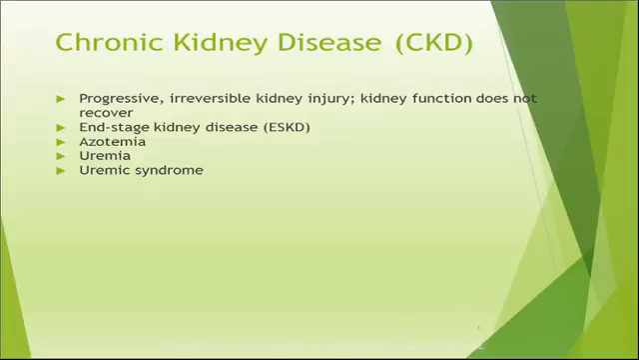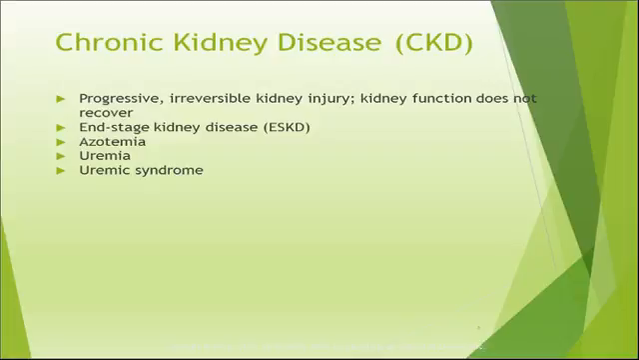So now we're going to talk about chronic kidney disease, which a lot of patients have, especially those patients that have diabetes. It's a progressive, irreversible kidney injury. The kidney's function does not recover. When kidney function is too poor to sustain life, chronic kidney disease becomes end-stage kidney disease. And now patients can live with this for months to years. It just depends on what other factors are going on in that particular person's life.